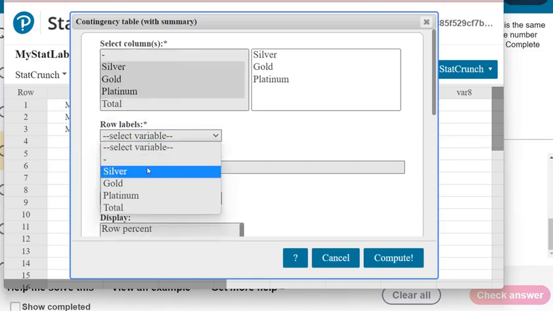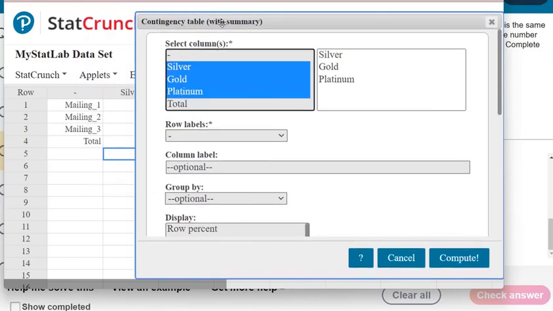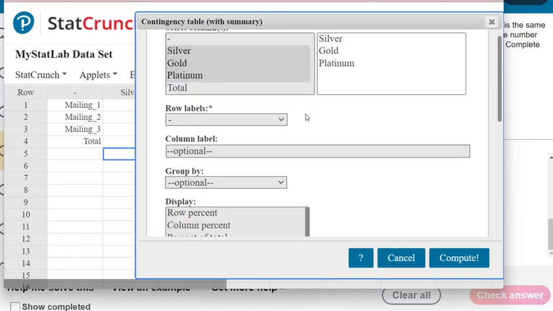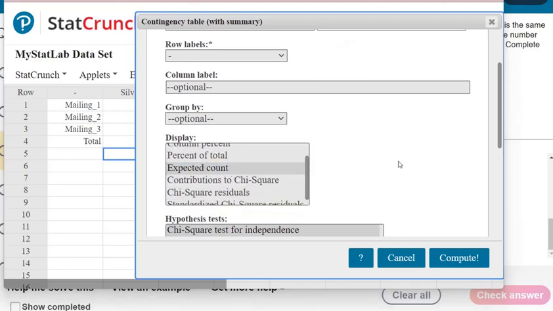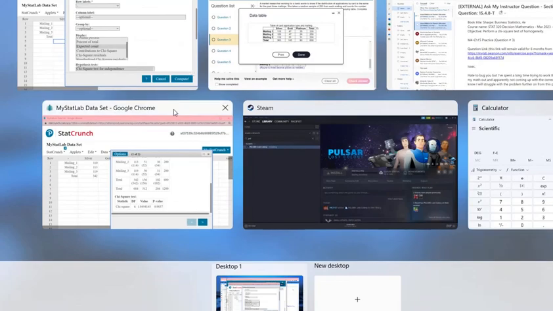And then the row variable, I think, here, let me see if I can move this. Yeah, this is the top cell for the row variable. It's that dash. So I'm going to select that dash for the row variable. That's all this stuff. Expected count, we want that to answer the question. Whoops.